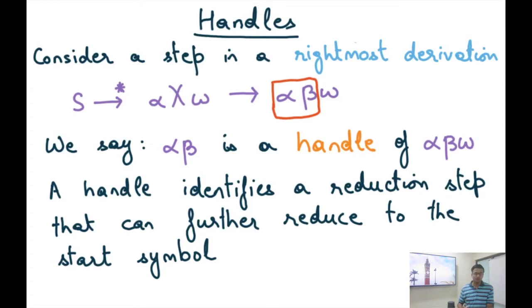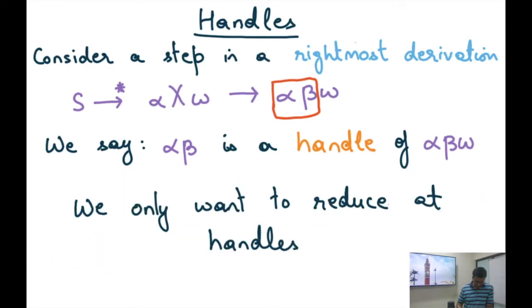And this is just the definition of a handle, right? Because if there exists a path like this, if there exists a step like this, then we say that alpha beta is a handle. Okay, so let's look at an example to understand more about handles. First of all, we only want to reduce at handles. We don't want to reduce if it's a non-handle. So if it's a non-handle, then we want to shift. If it's a handle, then we want to reduce, because we have hope of getting all the way up to the start symbol.